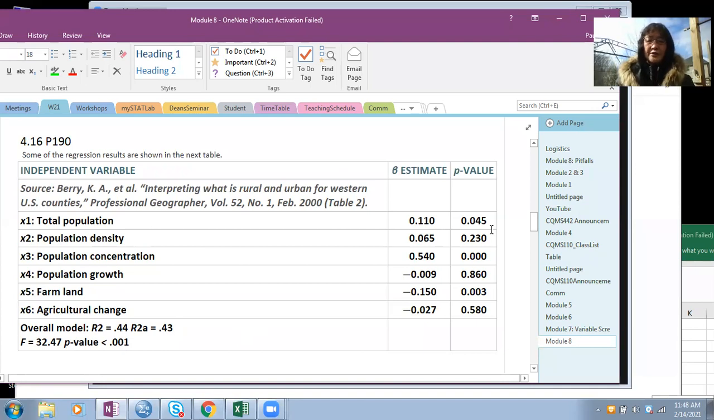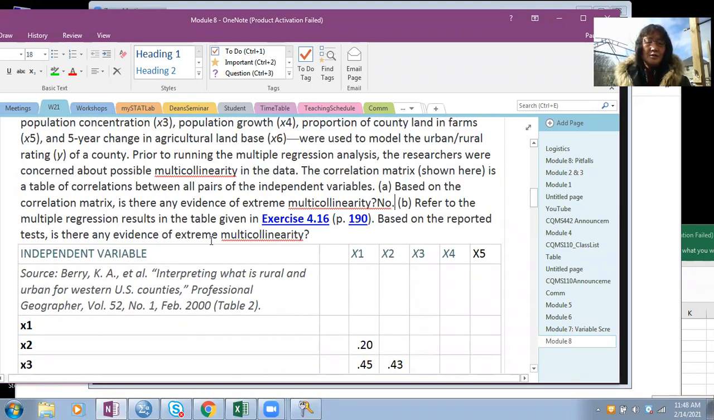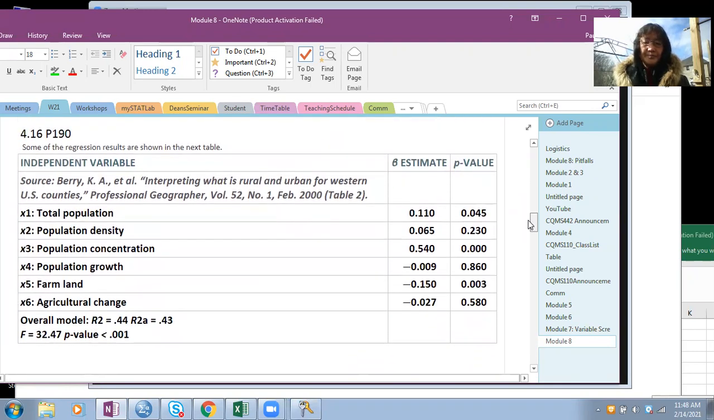Based on this result, the question asks you, is there evidence of multicollinearity? So let's look at this result. From the p-values, it looks like X1 is significant, and X3 is significant. Significant means the p-value is smaller than alpha. Suppose alpha is 0.05. So this one is significant, with p-value smaller than 0.05. So there are 3 significant X.